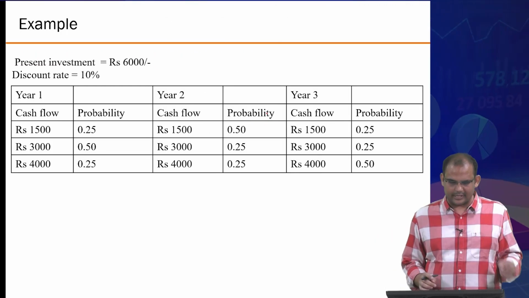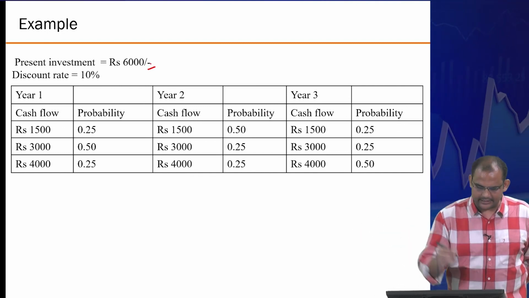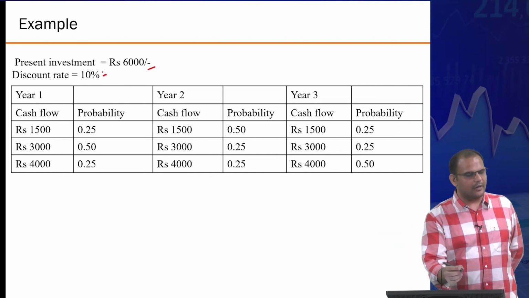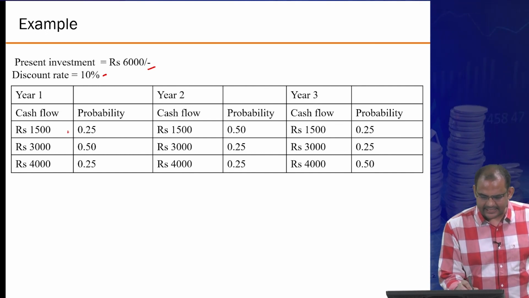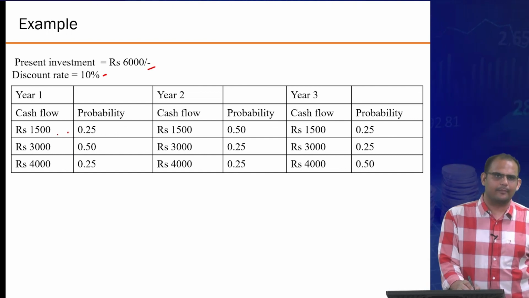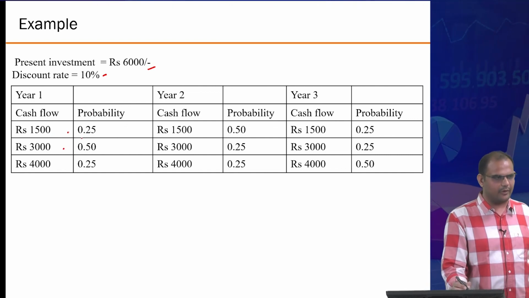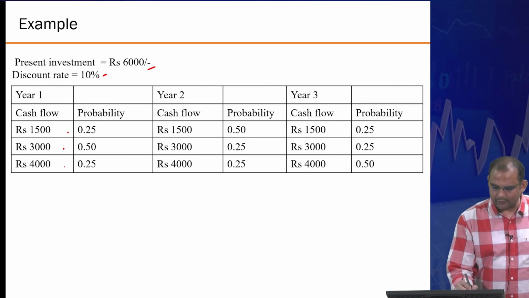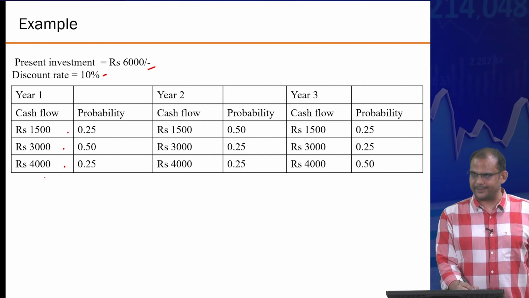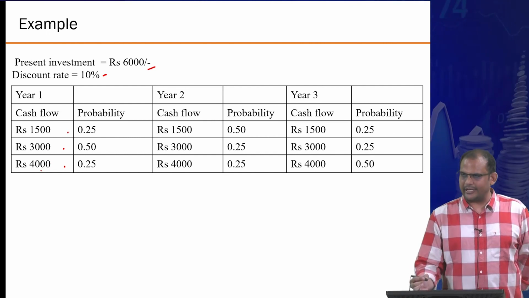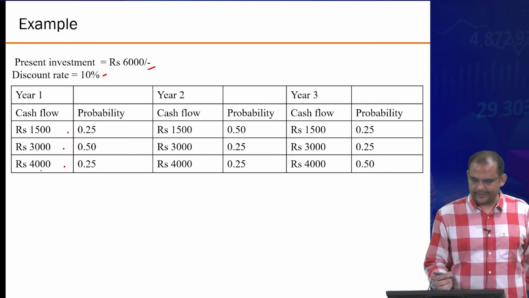Alright, so let's look at an example. Let's say the present investment is 6,000 rupees, the discount rate is 10%. The year 1 cash flow probabilities are given. There is a 25% chance that in year 1 the cash flow would be 1,500 rupees. There is a 50% chance that the cash flow in year 1 would be 3,000 rupees, and there is a 25% chance that the cash flow in year 1 would be 4,000 rupees. Similarly, for year 2 and year 3 cash flows, the probabilities are also given.